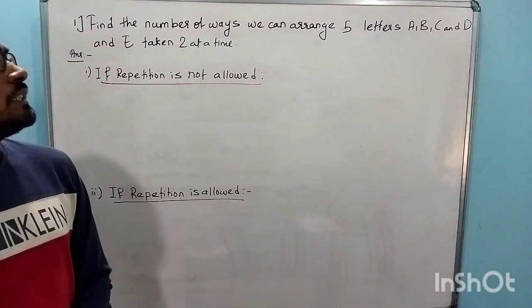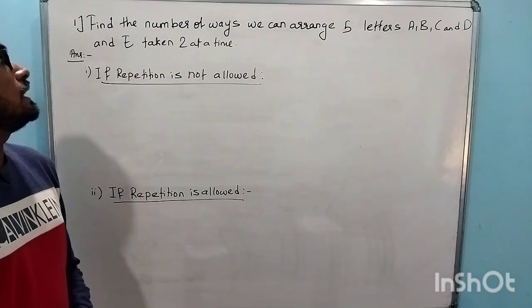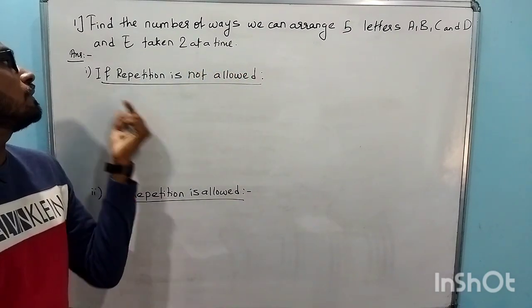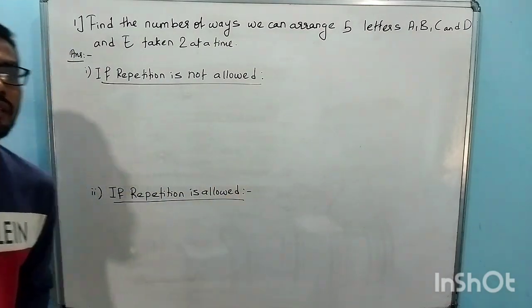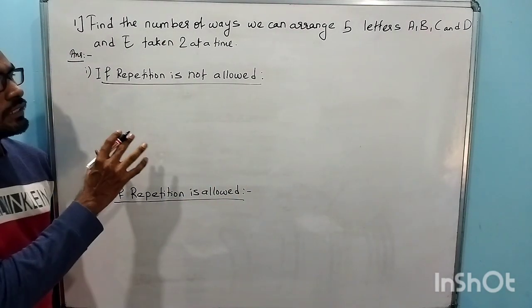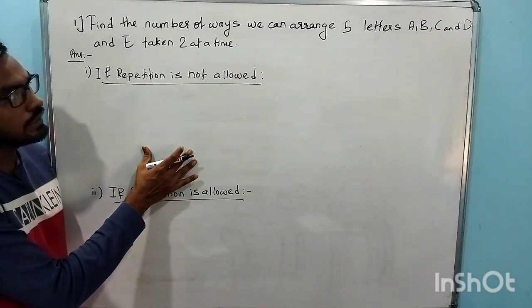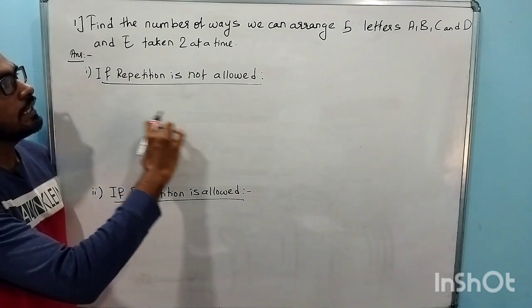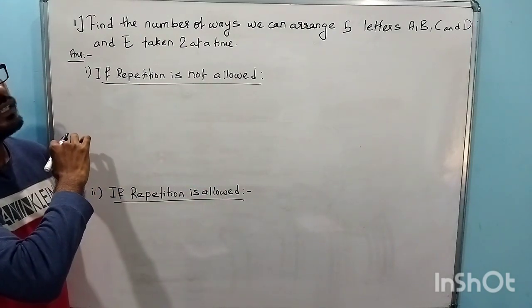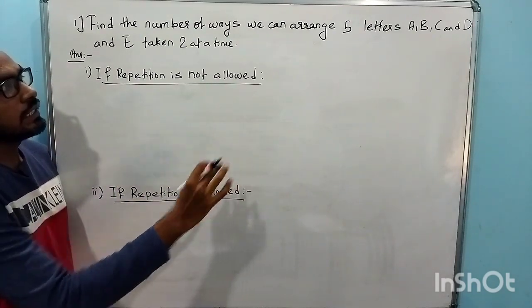Find the number of ways we can arrange 5 letters A, B, C, D and E taken 2 at a time. First, if repetition is not allowed, and second, if repetition is allowed. For this problem we'll try to understand properly how exactly it is done, and from the second problem we'll directly do the problem by taking the numbers. We will not go for arrangement like this.